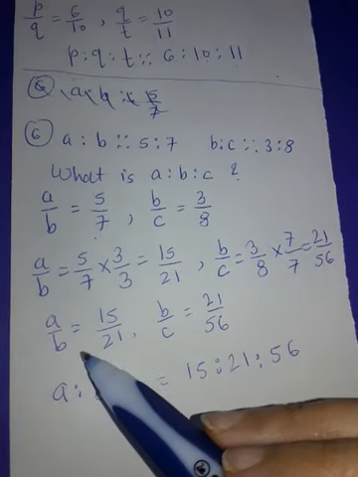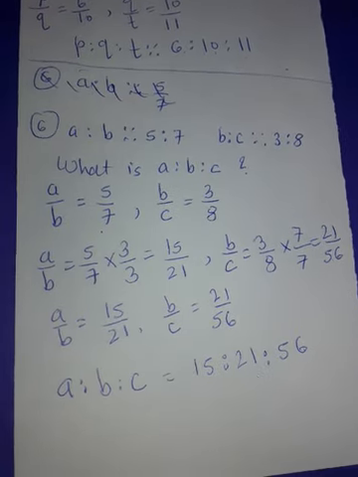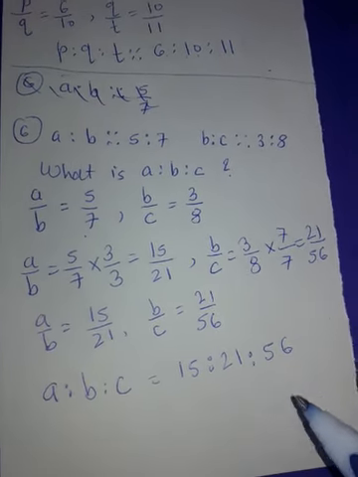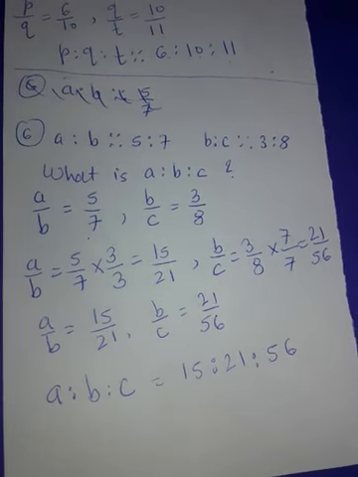When A is 15, then B is 21, and when B is 21, then C is 56. So my ratio is 15 is to 21 is to 56.